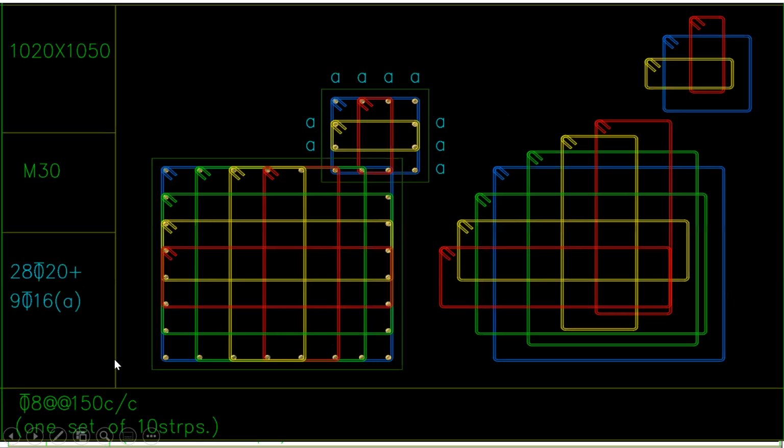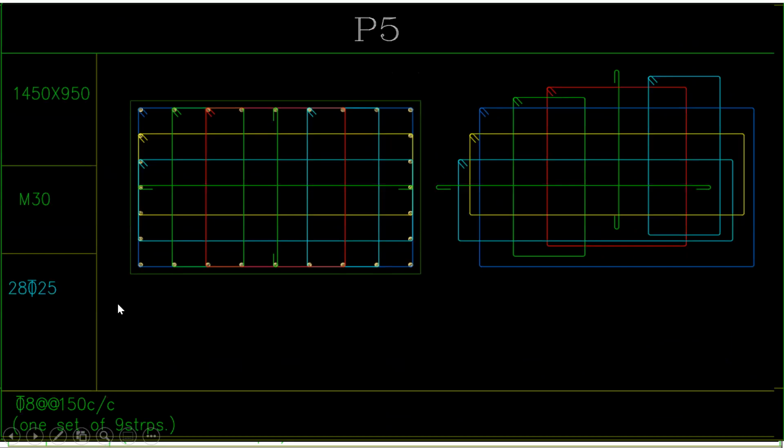Right, so we'll try to see one more. So again, this is understood. You need to provide a 20 diameter bar of 28 numbers, and you have to provide 16 diameter bar of 9 in number, and the letter A signifies where you have to provide that. Again, you have to provide 10 stirrups here, so 10 stirrups are shown here. Again, the same thing continues here. Again, you have to provide 25 diameter bar of 28 numbers, and you need to provide 8 mm lateral ties. The center to center spacing is 150. One set contains 9 lateral ties.